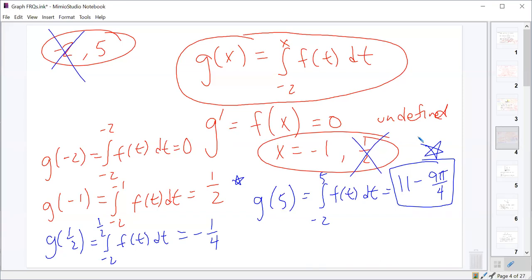That was worth 3 points. 1 point for recognizing that G prime is equal to F. 1 point for figuring out that -1 was a possible candidate, so for checking -1, and then 1 point for the correct final answer of 11 minus 9 pi over 4 with some sort of justification. Your justification is as simple as you did all of this work to show the critical values and the endpoints, the values of each of them, and yours at 5 was the largest. Good?